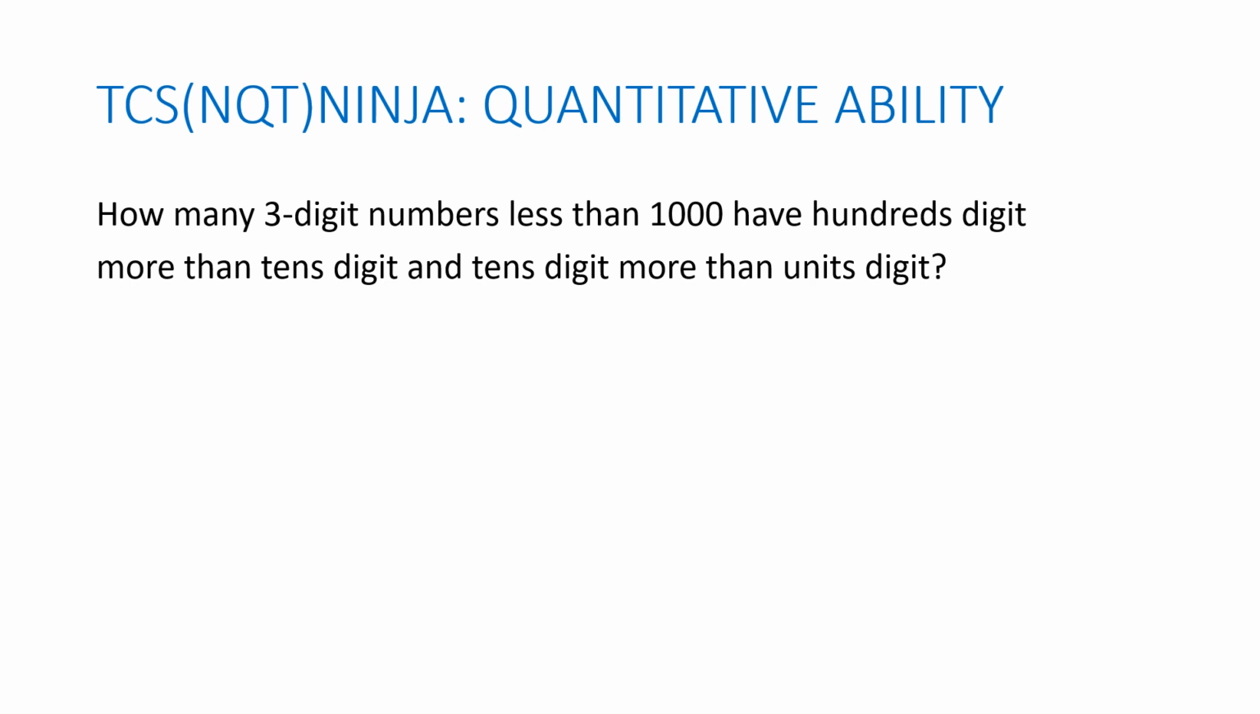Okay, so this time it is on permutation and combination. So what does the question say? It says how many 3-digit numbers less than 1000 have hundreds digit more than tens digit and tens digit more than units digit. So if I try to plan it, I'll say this is a 3-digit number. And what is given? The hundreds digit is always going to be more than tens, and the tens digit is always going to be more than units digit. And I need to count all such numbers which are less than 1000.